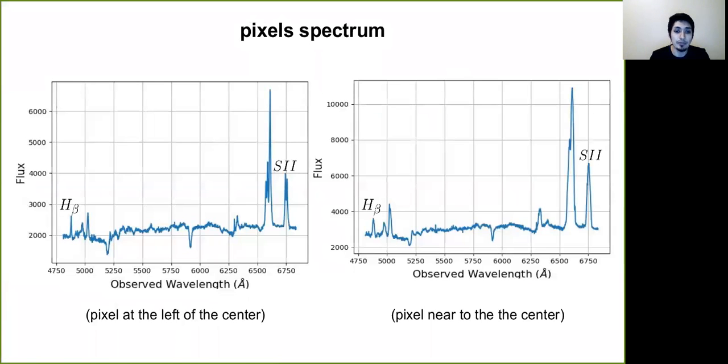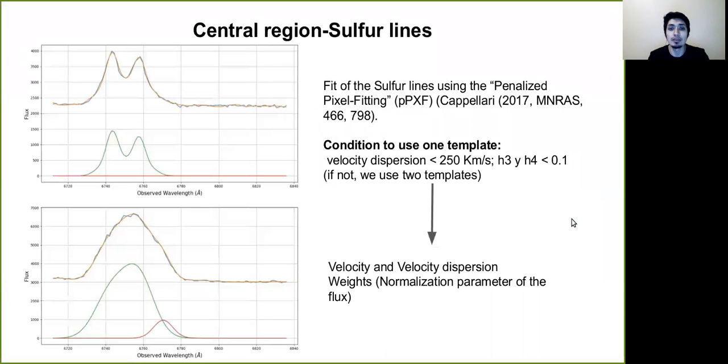We are using the spectra from H-beta to the sulfur 2 lines, and for some pixels, we see that the lines are always separate, but in others not. In order to determine where this is happening, we use the penalized pixel fitting software.